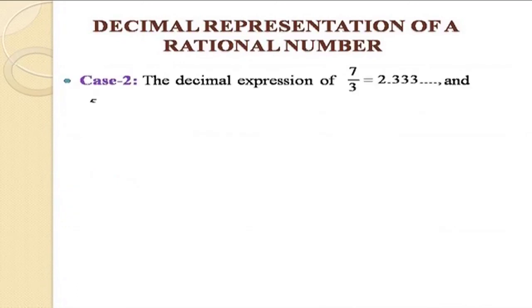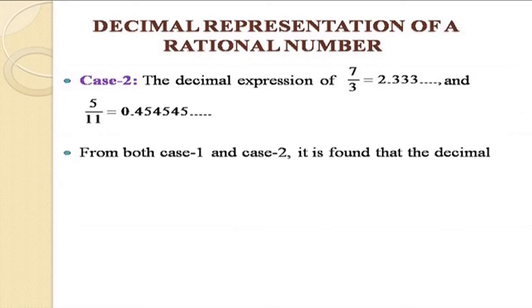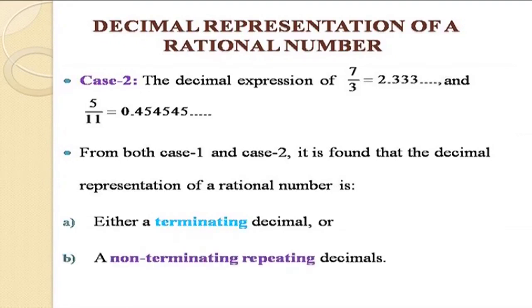Case 2. The decimal expression of 7 upon 3 equals 2.333 up to infinity. That is, 3 is repeating after one decimal place. And 5 by 11 equals 0.454545 up to infinity. That is, 2 digits, 4 and 5, are repeating. From both case 1 and case 2, it is found that the decimal representation of a rational number is either a terminating decimal or a non-terminating repeating decimal.